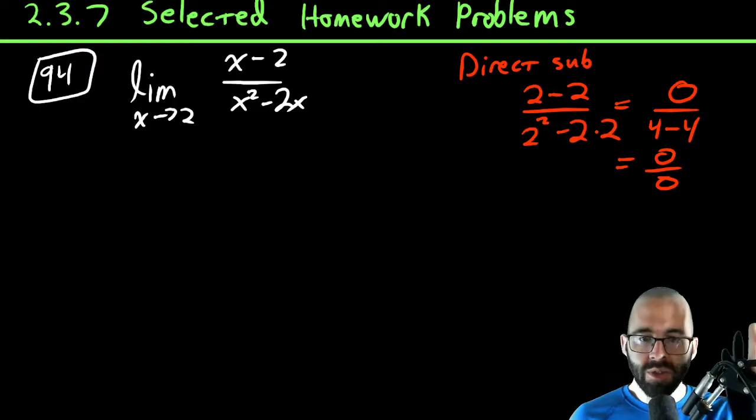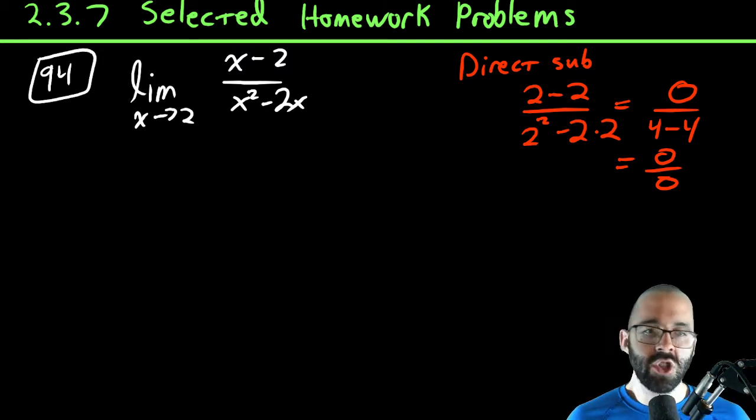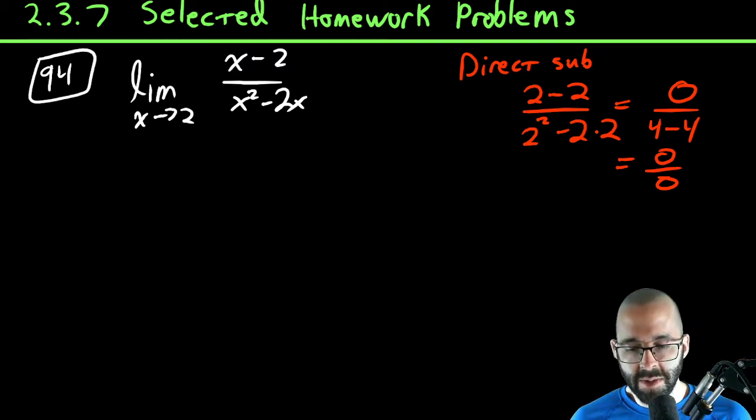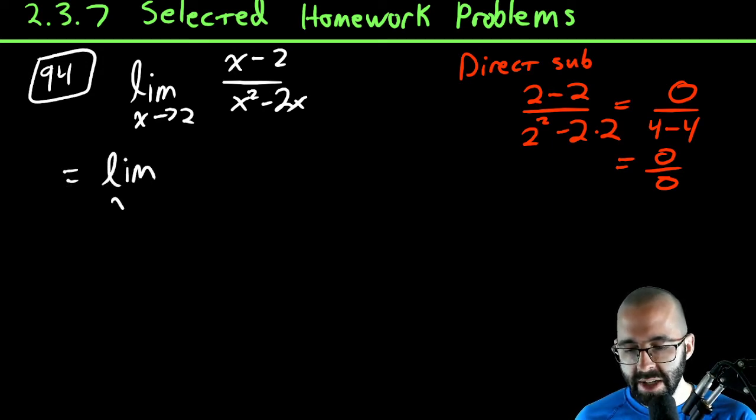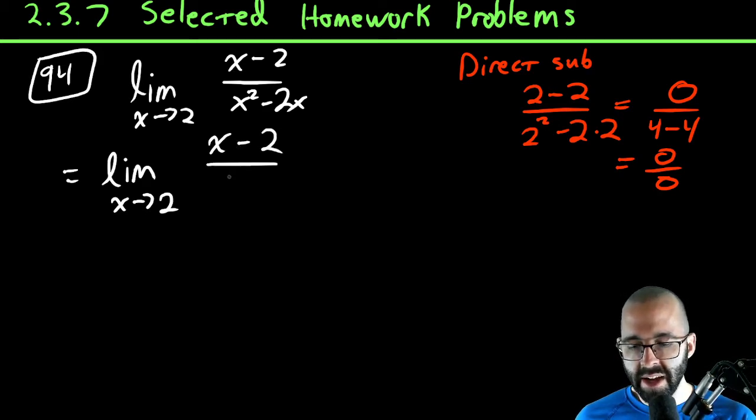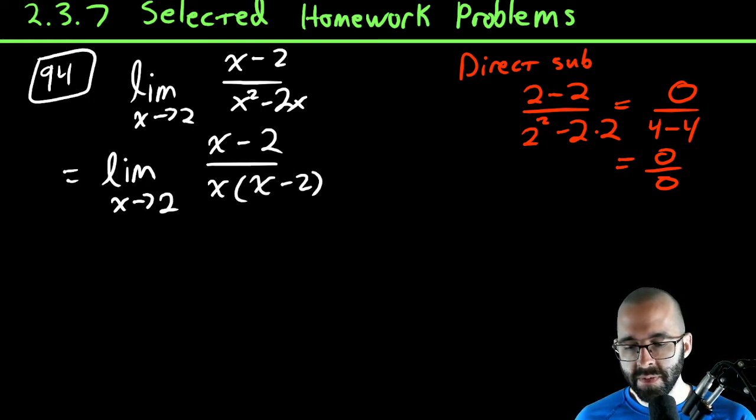So this is one of those 4 techniques that we talked about. How do we change this to something that we can use direct substitution on? We're going to factor it. Limit as x approaches 2 of x minus 2 divided by the denominator. As a common factor, we can take out an x. We're left with x minus 2. And then as long as x is not equal to 2, we can cancel.